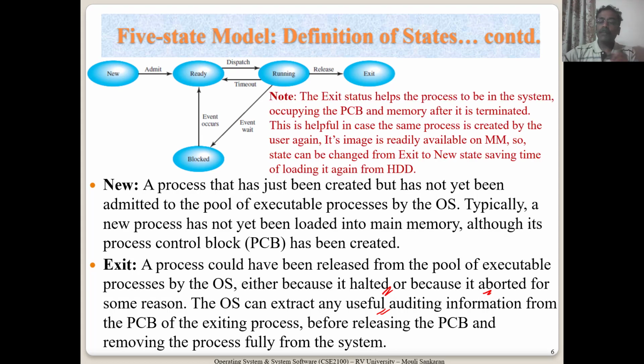So the exit status helps the process to stay in the system, occupying the PCB and memory after it is terminated. This is helpful in case of some processes created by the user again. The image is readily available in main memory and it could be reused. There is a possibility that the image is still there in main memory, with the resident set available, code and data, maybe the entry point of the code and data. Then you can reuse it. It's a very rare condition, but if the process is terminated and immediately invoked, we can reuse the existing image. This may be possible.